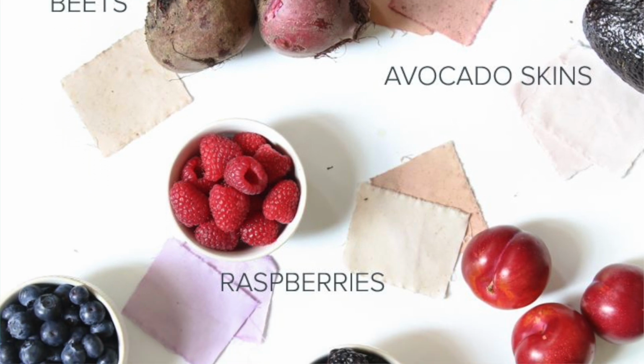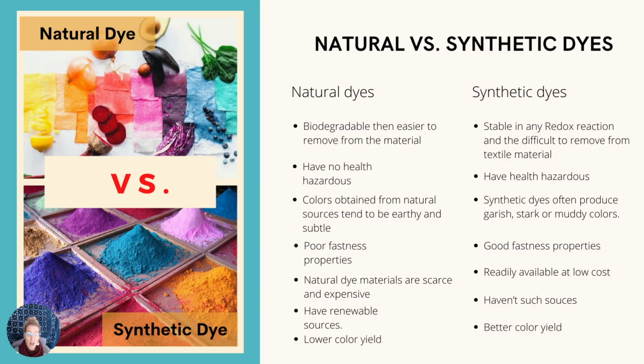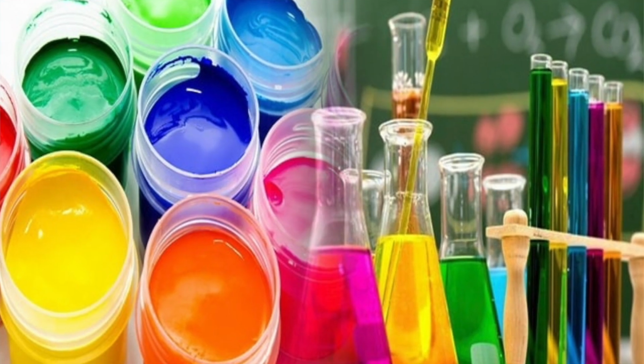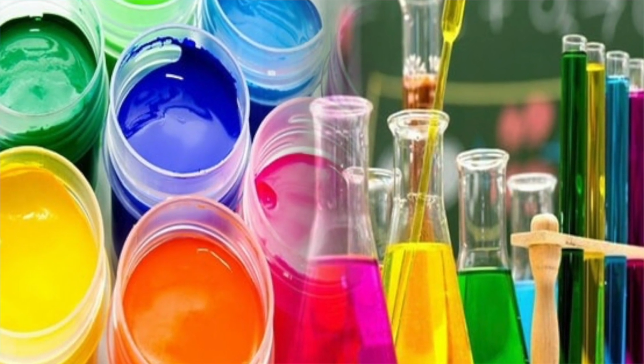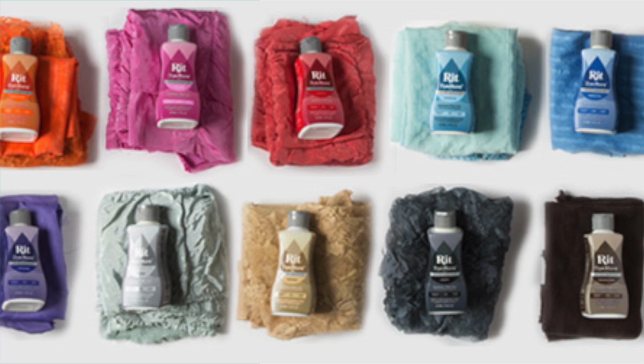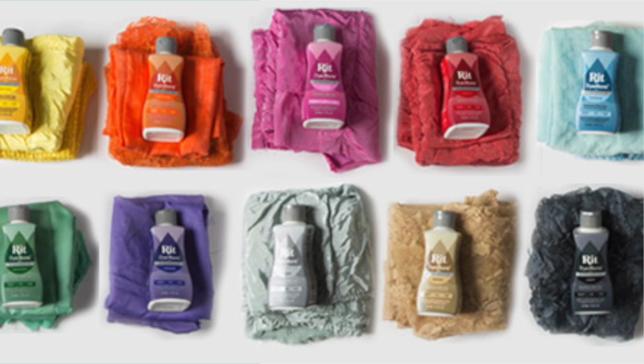Natural dyes were the only source of color for textiles, leather, basketry, and other materials until synthetic dyes were developed in the latter half of the 19th century. Some examples of synthetic dyes might be items you might find at the grocery store, like a RIT dye.